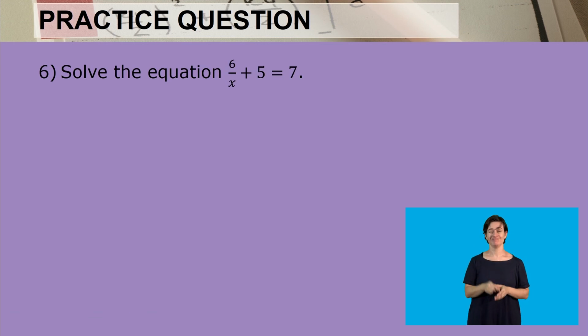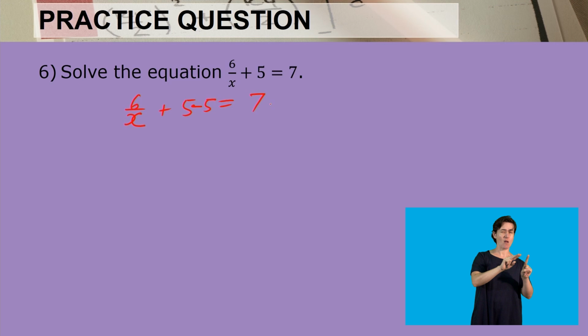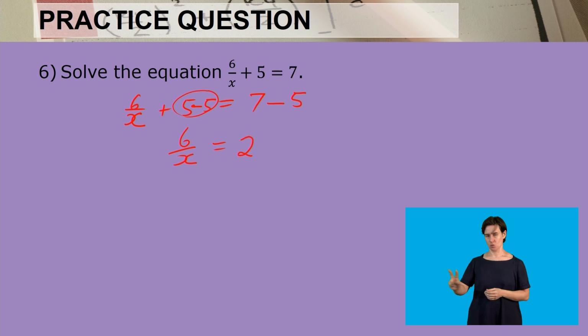Let's move on to the next one. Solve the equation of 6 divided by x plus 5 equals 7. We start with the constants again. The additive inverse of plus 5 is minus 5, and minus 5 on both sides. And then that gives us 0. So we have 6 divided by x, and then 7 minus 5 is 2.